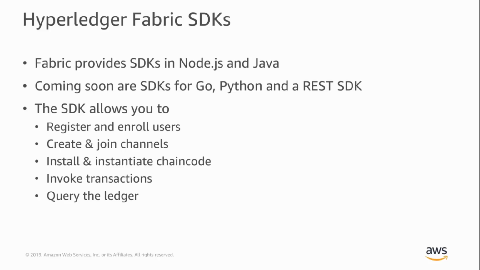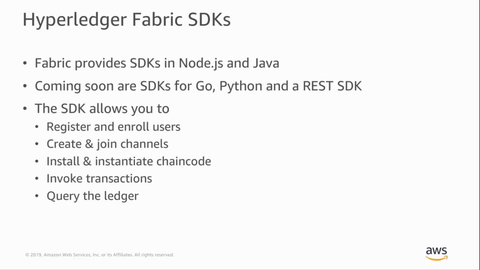You can do all of those things programmatically using the SDK. The SDK allows you to write an application that connects to the Fabric blockchain network. And you can register and enroll users, create and join channels, install and instantiate Chaincode. You can invoke transactions and query the ledger. All of the things you've seen me doing on the command line, you can do in an application as well. Hyperledger Fabric will soon release SDKs for other languages, Golang, Python, even a REST SDK, but at the moment we are limited to Node.js and Java.